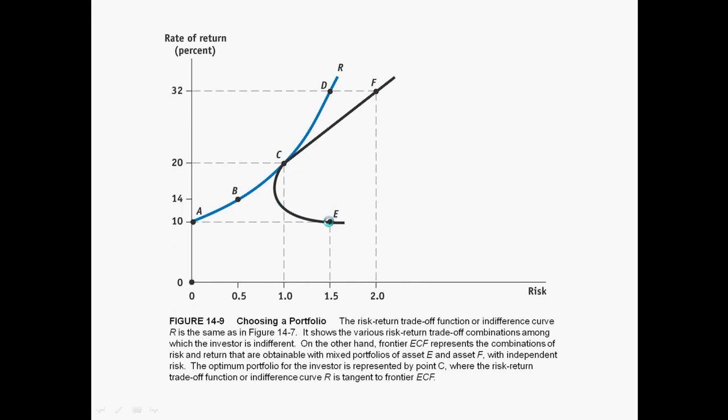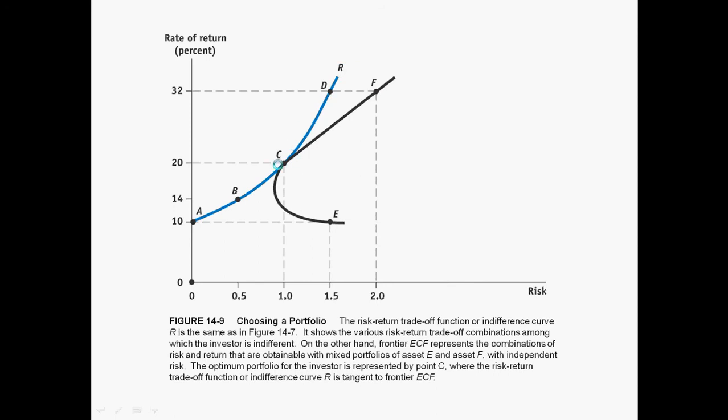If you have all asset E and then you start buying some of asset F, you actually reduce your risk initially, even though you're buying a riskier asset, because the riskier asset has movements that are uncorrelated. You're diversifying, and that reduces your risk. But eventually, as you accumulate more F, your portfolio also starts to become riskier. So it curls around like that.